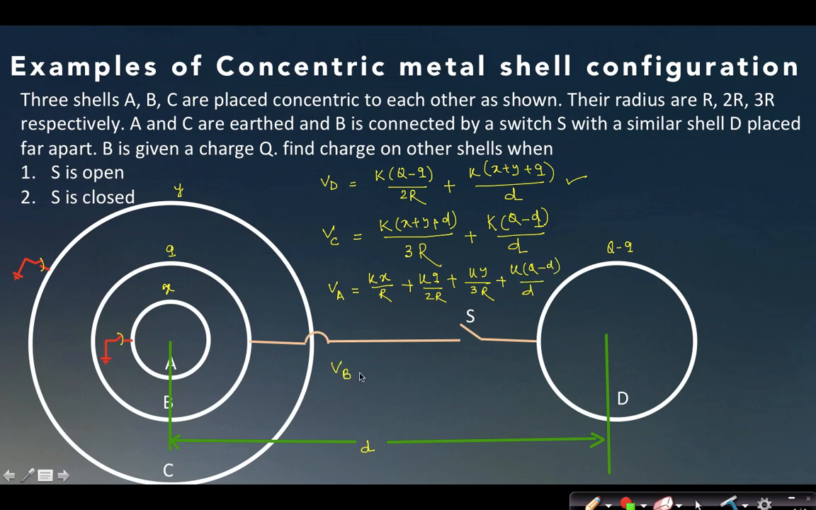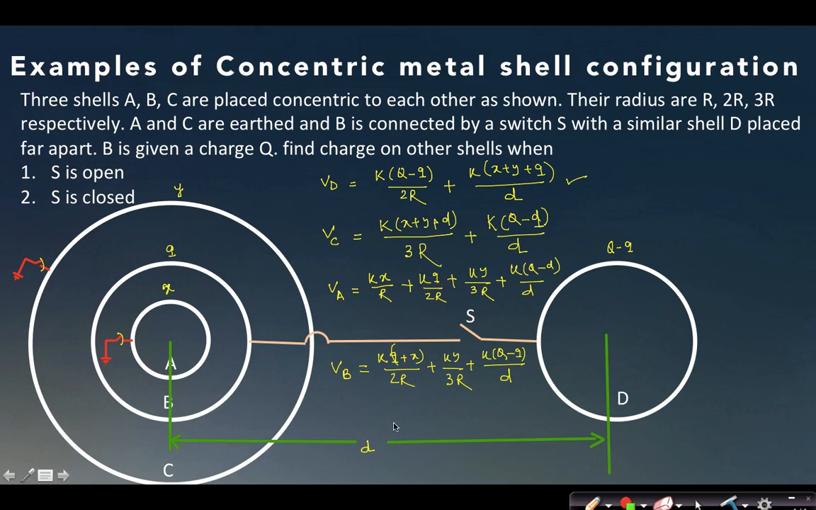and potential at B I can write as K into Q plus x by 2r plus K into y by 3r and plus potential due to that outer shell K into Q minus Q divided by d. So by using superposition I can write all these values.